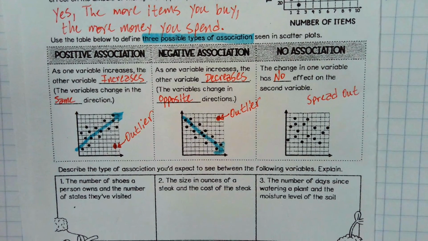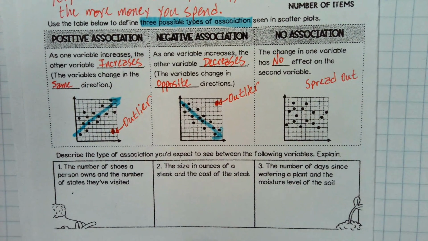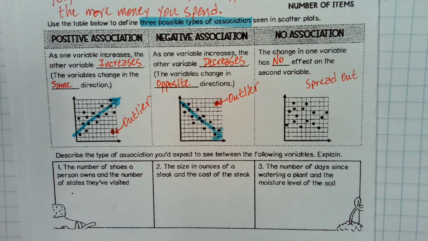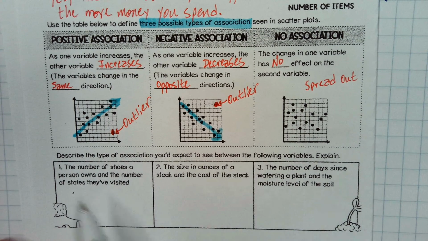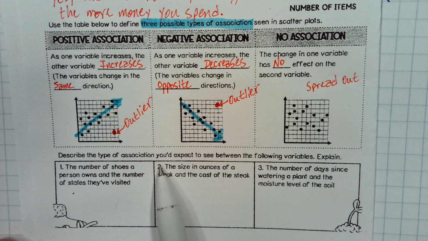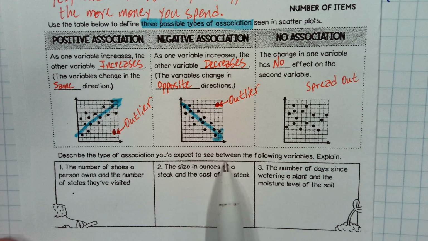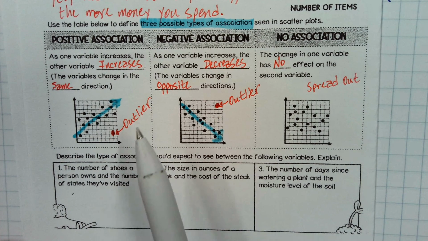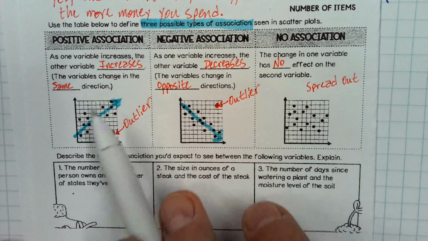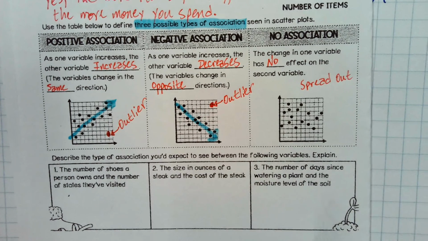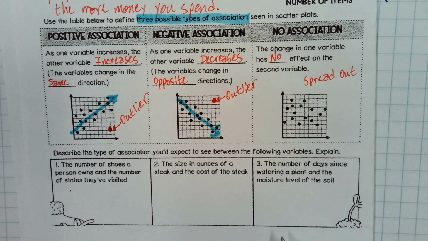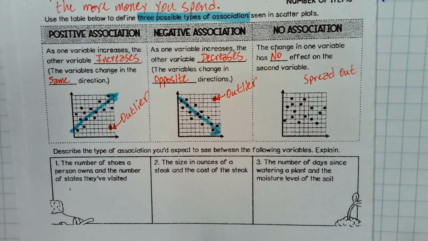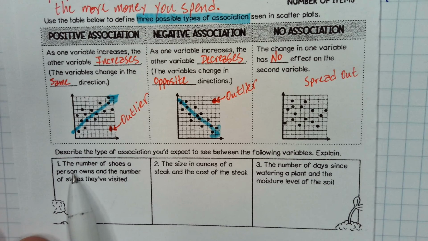So we're going to try this now. We have three situations. We're going to describe the type of association expected to see between the following variables. Okay? So we're going to have either a positive, negative, or no association with these three situations. So let's see if we can't figure them out. So let's look at this first situation.